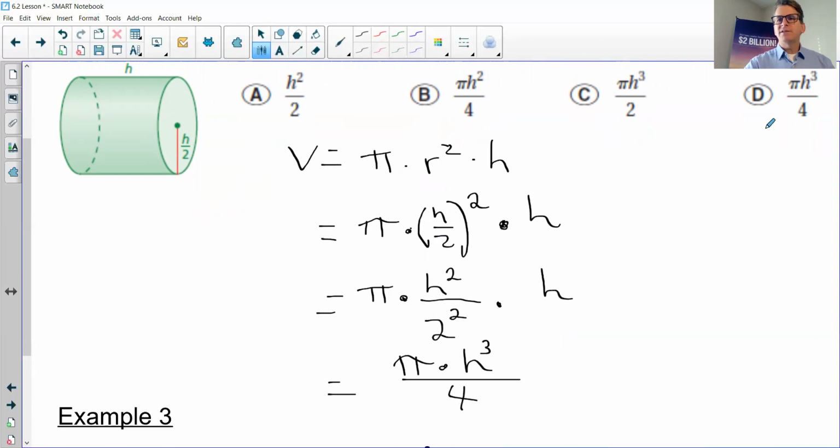And looking across your answers here, okay, so you've got pi h squared over 2, no. Pi h squared over 4, no. Pi h to the 3rd over 2, no. And your answer is D.